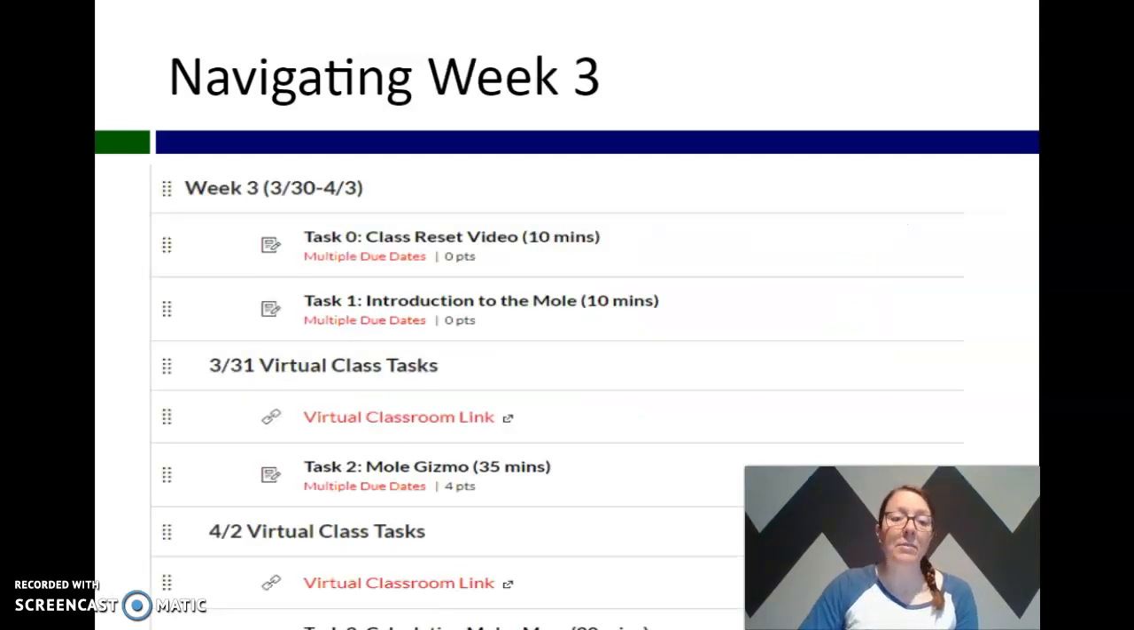Now if we look at the upcoming week, week 3, here's our dates. There are 2 tasks that are due by the start of class on the 31st. If those are finished, then your attendance would be present for the 27th. That would be the Friday before. So this is a Tuesday, this is a Thursday.